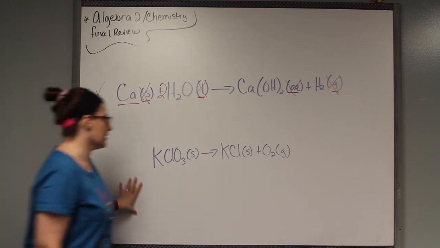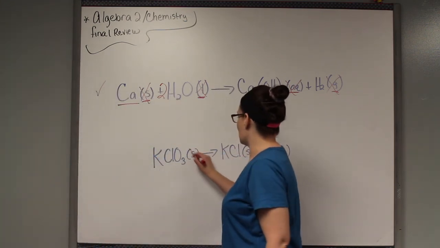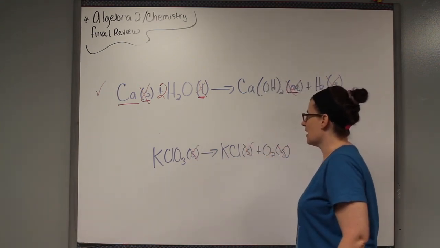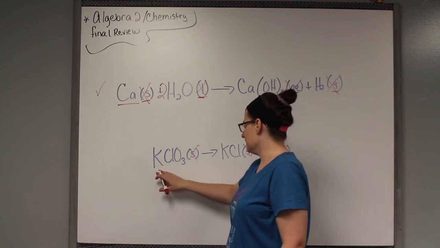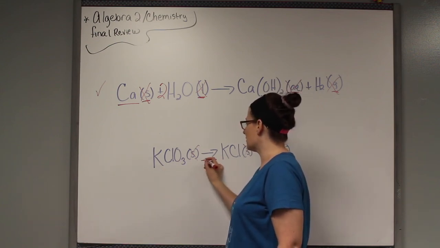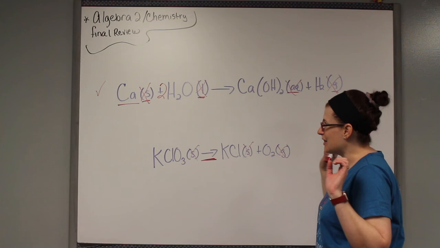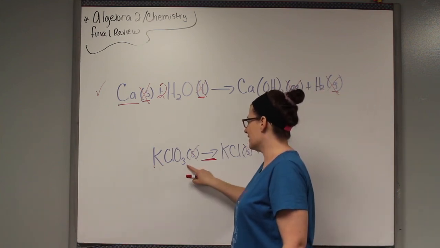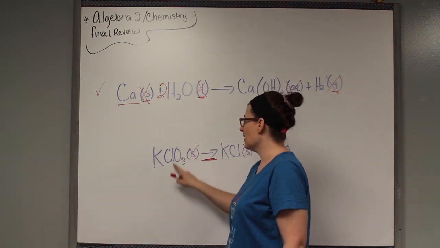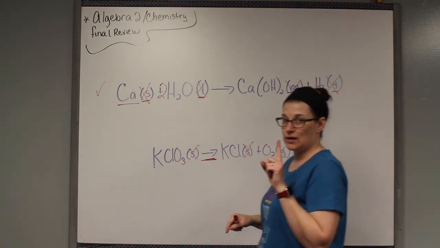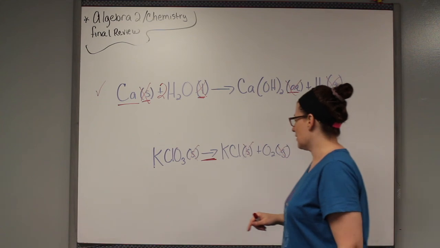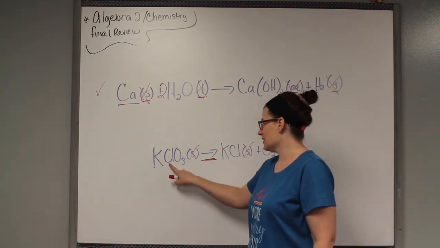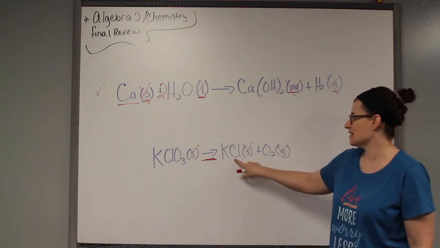So I'll give you another one here. Again, I'm going to cross out the solids and the gas so that you don't look at those. K is potassium. And by the way, this arrow, this yield, is your equal sign, so to speak. So I have 1 K over here. This 3 is only attached to this O, and this Cl is one element, that's chlorine. So I have 1 K over here and 1 K over here. I have 1 Cl over here, and 1 Cl over here.